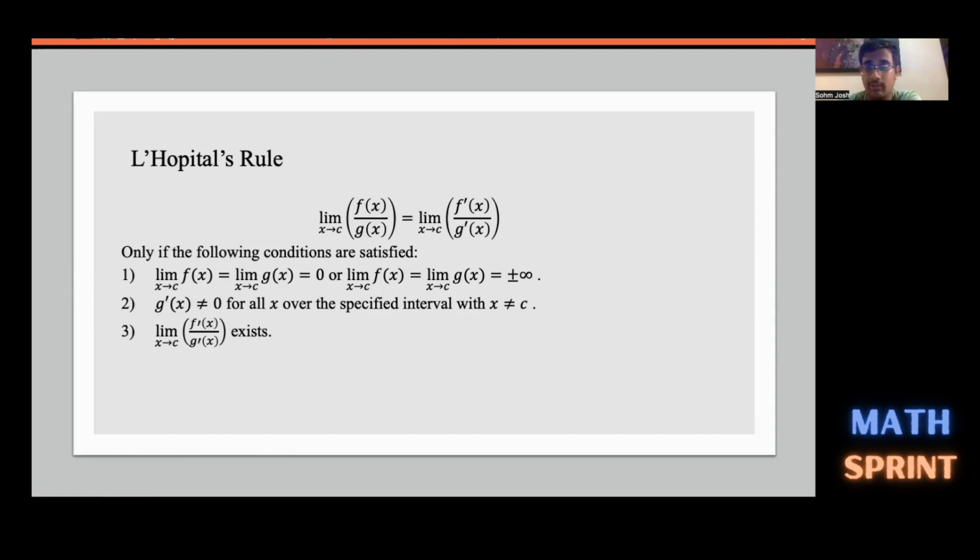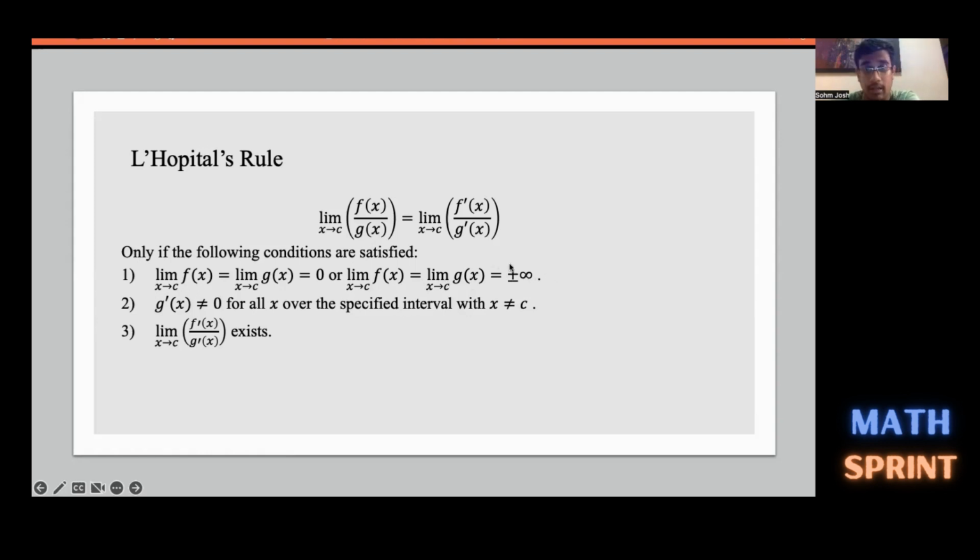But you can't always apply this rule. This rule only applies under certain conditions. Not just any one of these three conditions, actually, all three of these conditions have to be true in order to apply L'Hopital's rule. So the first condition is that the limit of f of x must be equal to the limit of g of x, and they both have to be equal to 0 as x approaches c. But another possible condition is that the limit of f of x is equal to the limit of g of x, but they are equal to plus or minus infinity.